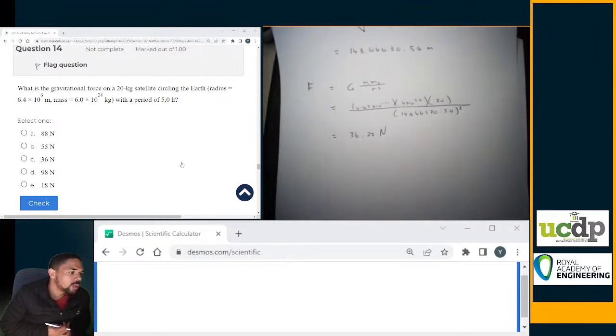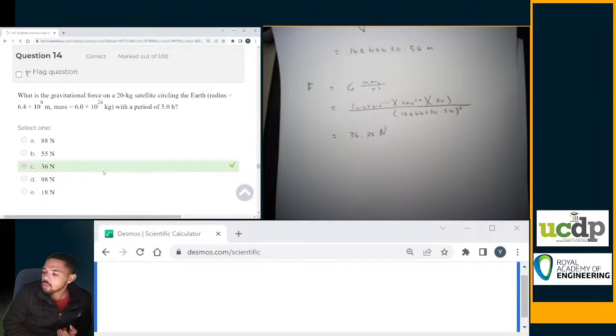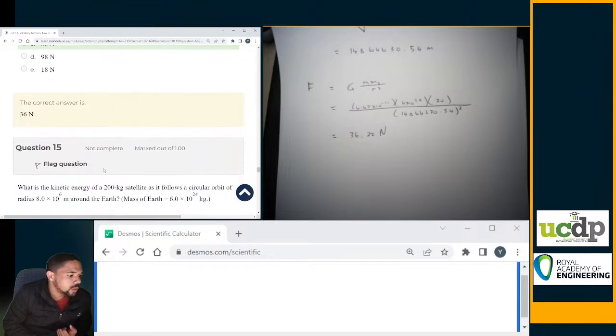So the trick there was just to use Kepler's law to determine the distance between the two of them, so it's 36 newtons. You can check. The answer indeed is 36 newtons.